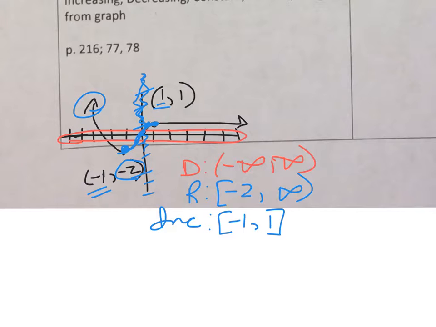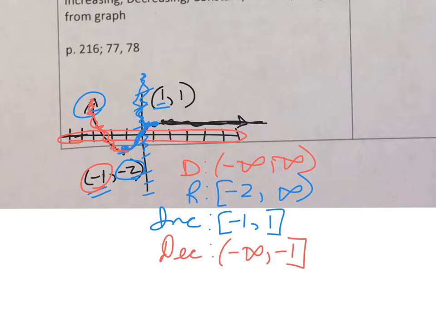Decreasing means where is the graph going downhill? Well, obviously that's happening over here in red. So it's happening forever until I get to an x value of -1. So it goes from -infinity to -1. And then constant then is where we flatline, which is all this, which starts at an x value of 1 and goes to infinity.